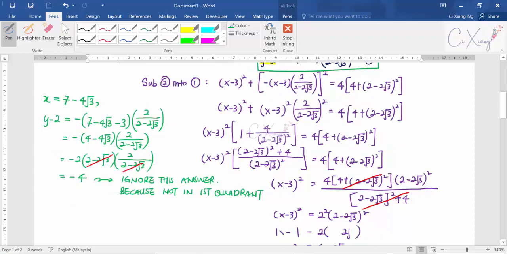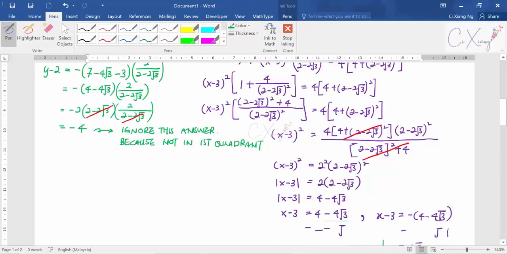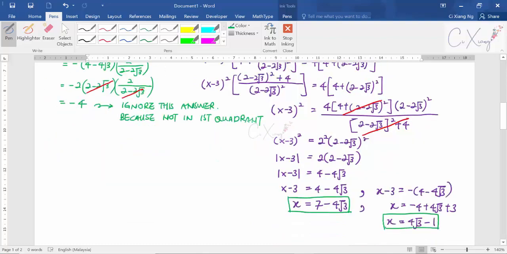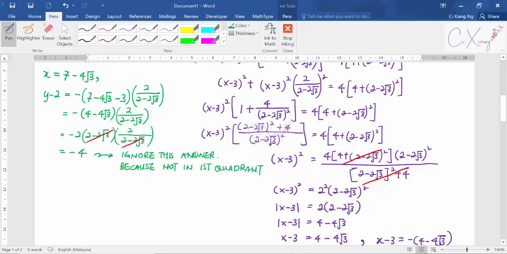Okay, then now you have to substitute the second value of x. So the second value of x will be 4 square root 3 minus 1. Okay, so x equals to 4 square root 3 minus 1. So substitute into the second equation also. Okay, so I'm having 4 square root 3 minus 1 minus 3. Okay, then 2 divided by 2 minus 2 square root 3.